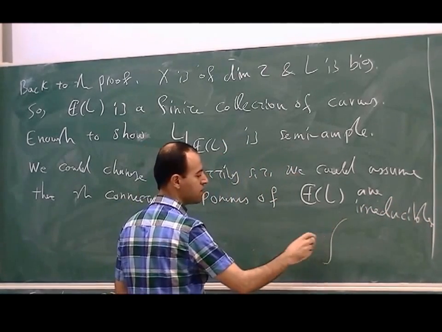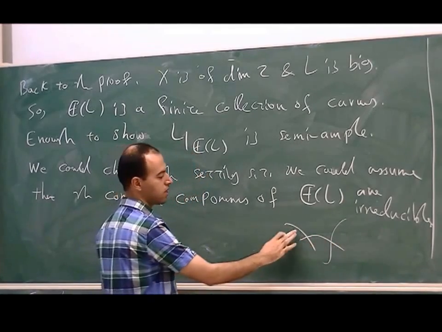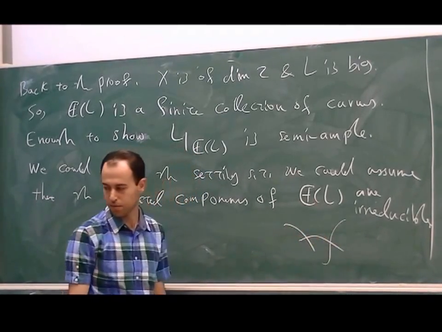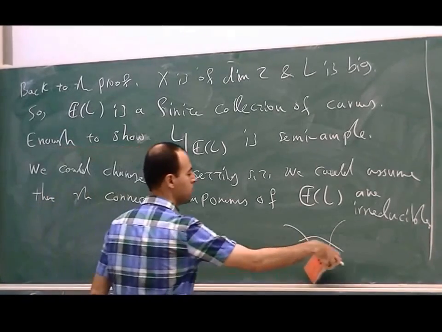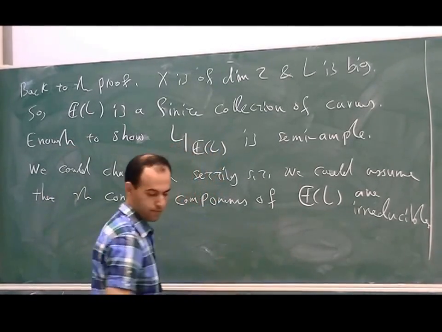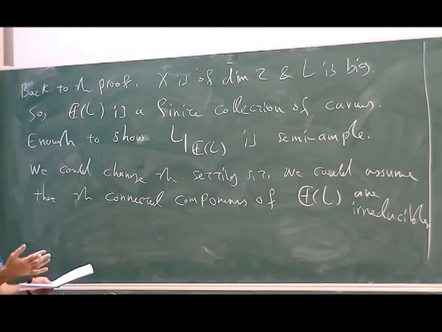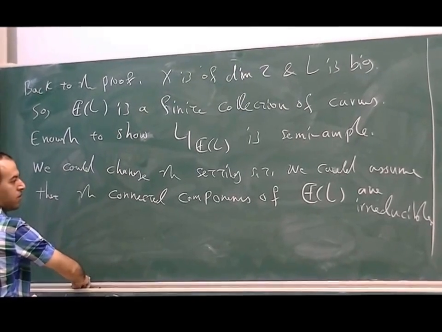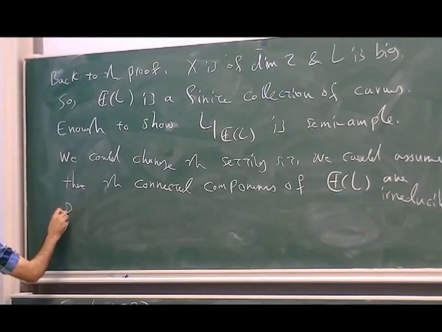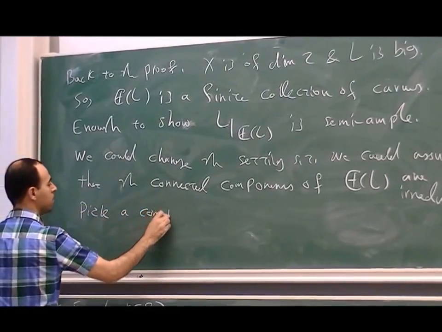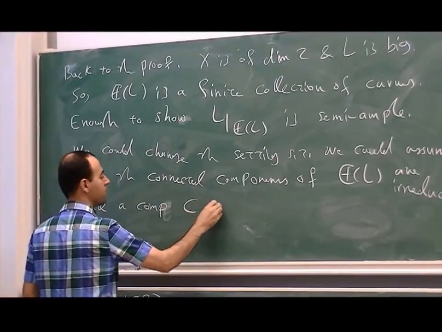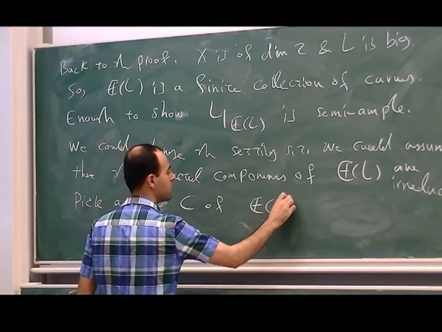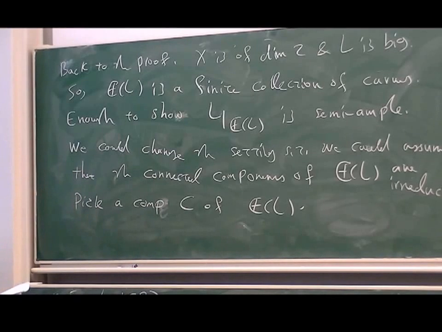I mean, the thing is that if you have different components, there are some tricks to get rid of them one by one and end up with just one component. So we have a disjoint union of just irreducible curves. Irreducible curves are easier to understand than having several components. Now pick a component C of this exceptional set, E(L). So I only need to show that L restricted to such C is semi-ample.